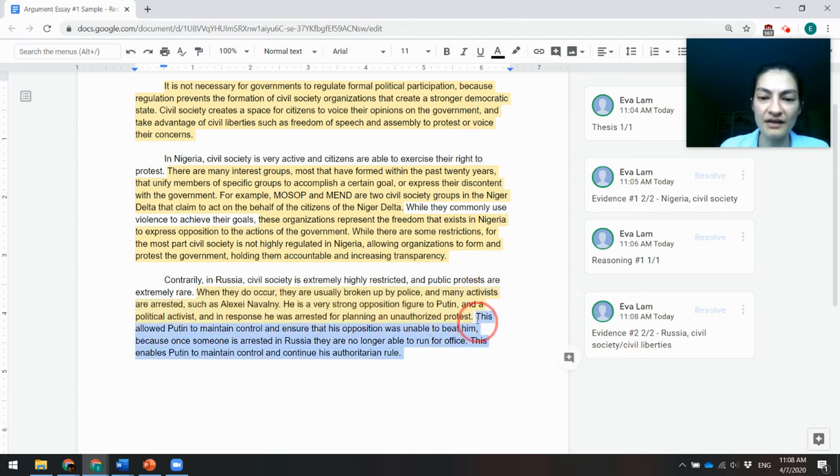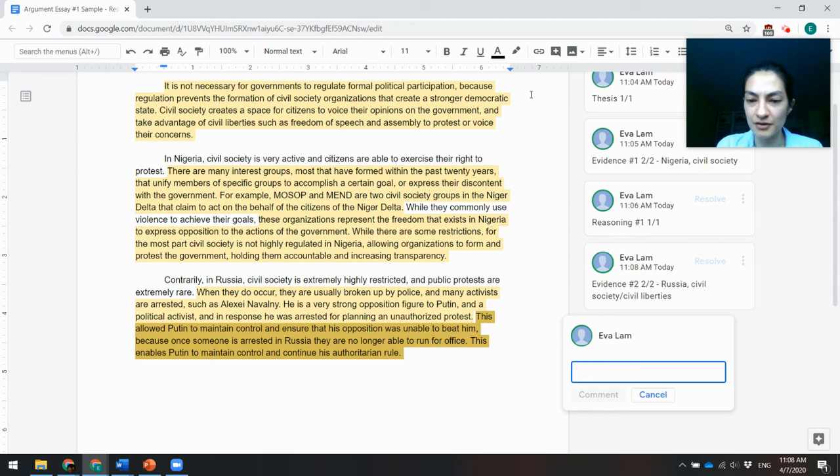Right? And that last phrase is connecting us back to the very first sentence in the thesis, where this author is saying we have to have fewer restrictions on political participation if we want to create a democratic state. Right? So this is going to get the final point for reasoning number 2.